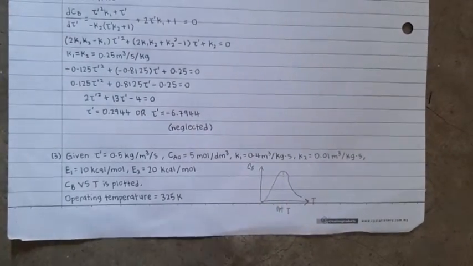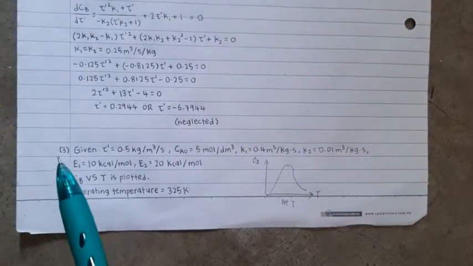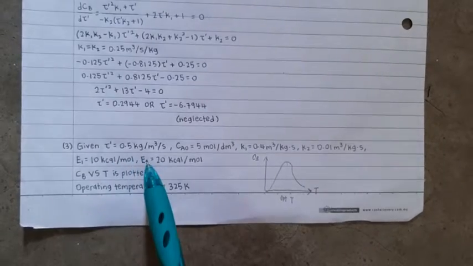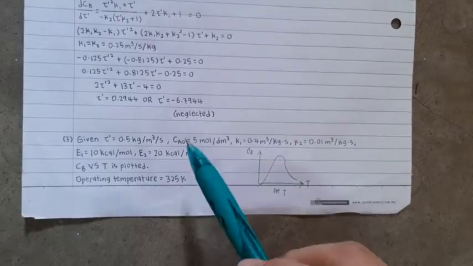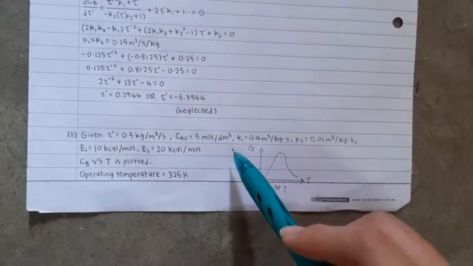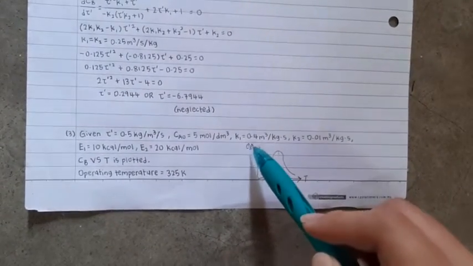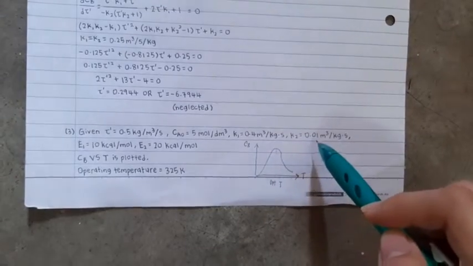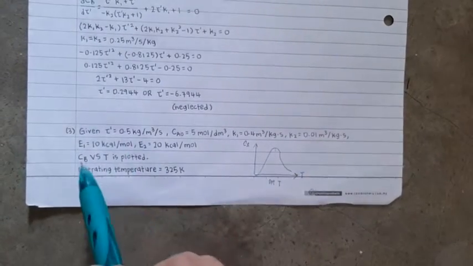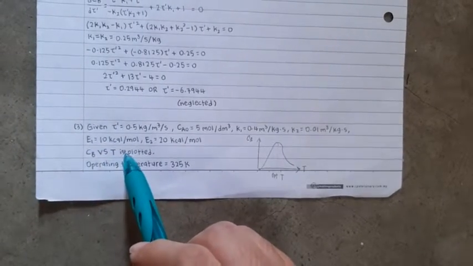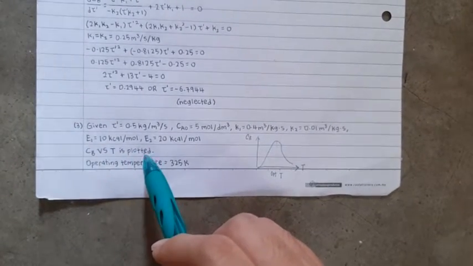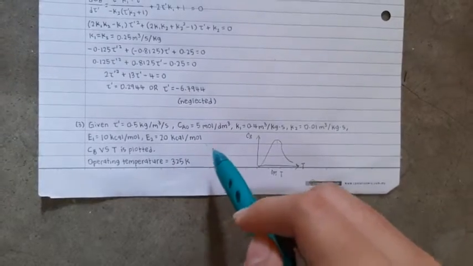For part C, the question states that tau is equal to 0.5 kg per meter cubed per second, and CA0 is 5. It is also provided that K1 is 0.4 and K2 is 0.01, and E1 is 10 kcal per mole and E2 is 20 kcal per mole.